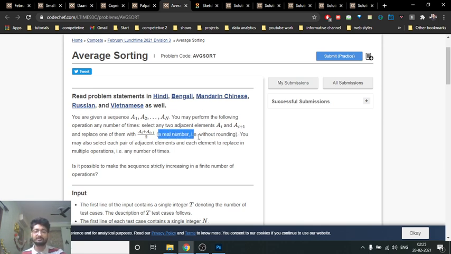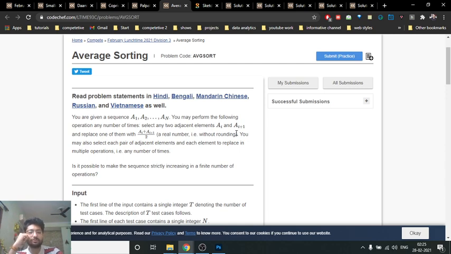Also, this is one important part: without rounding, which means you don't have to round it. If it's 2.5, you just write 2.5. If it's 2.5769, you just write that number out. So you will always replace it with a number which is the average of both of these numbers. You can replace either of AI and AI plus 1 with that average.